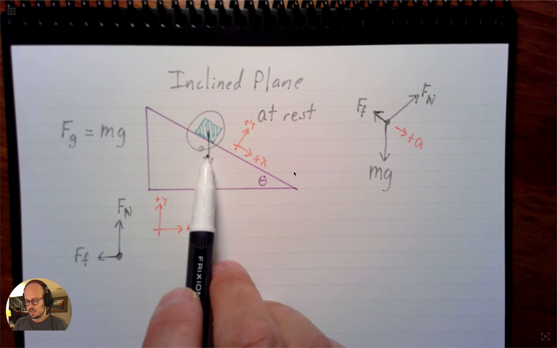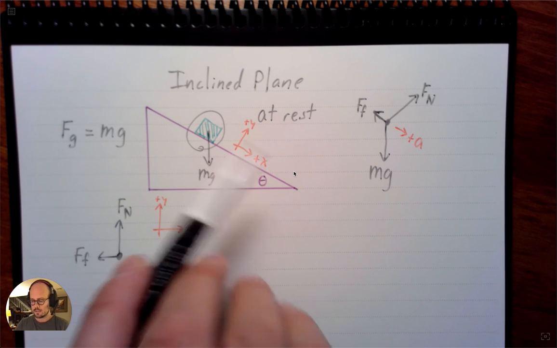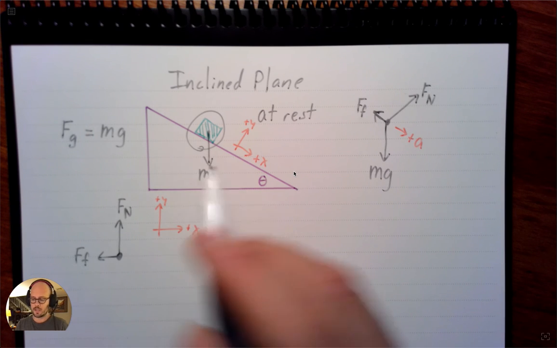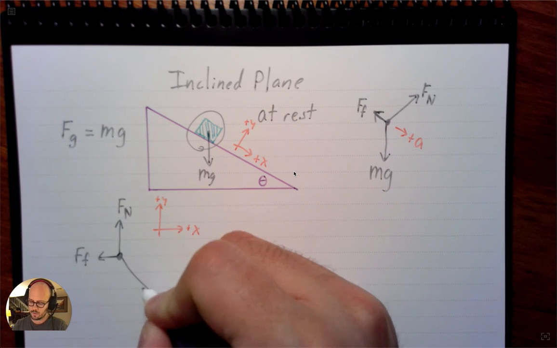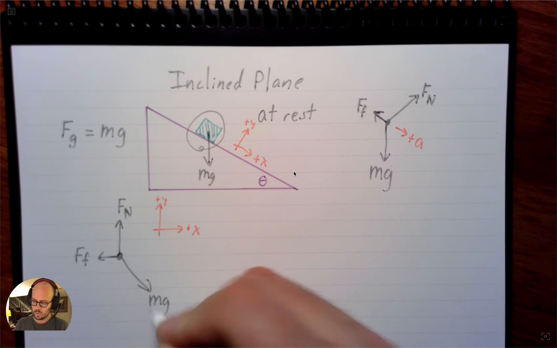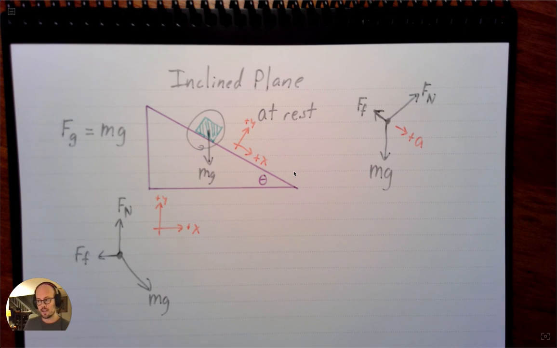And if I rotate my axes, then the gravity force rotates with it. And so I'm going to draw my gravity force way out here. So it's going to be down at an angle.